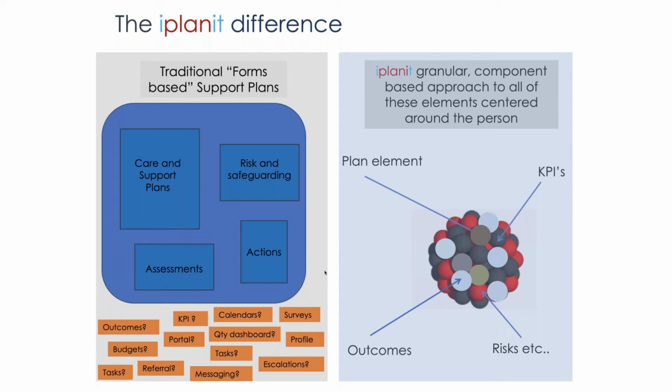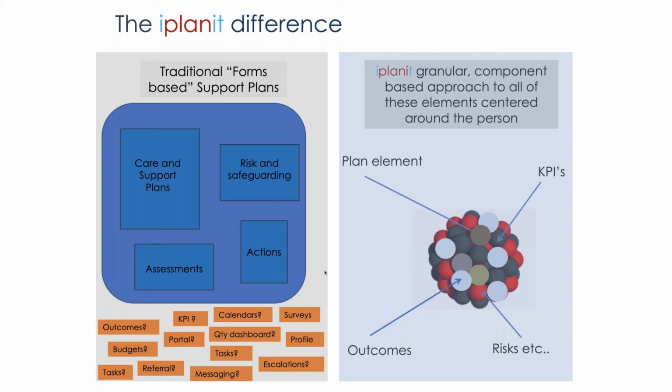whereas on the right-hand side, we have the iplanit kind of granular component-based approach, which puts the person at the center of the plan. And because the person is at the center of the plan, the architecture of the system allows it to be a lot more dynamic. So there's less repetition. The person is the focus, not the staff member or the support availability.